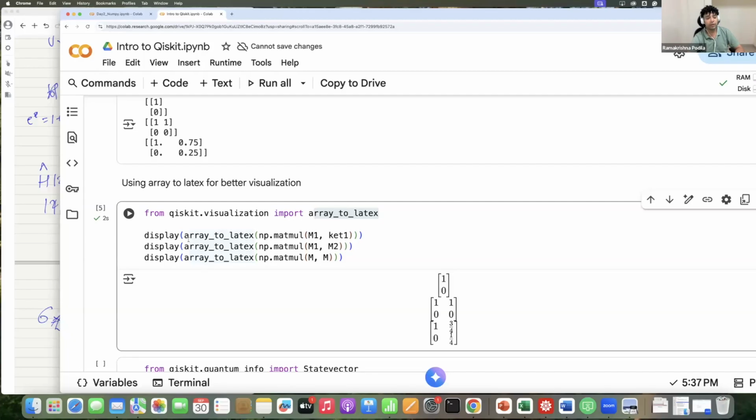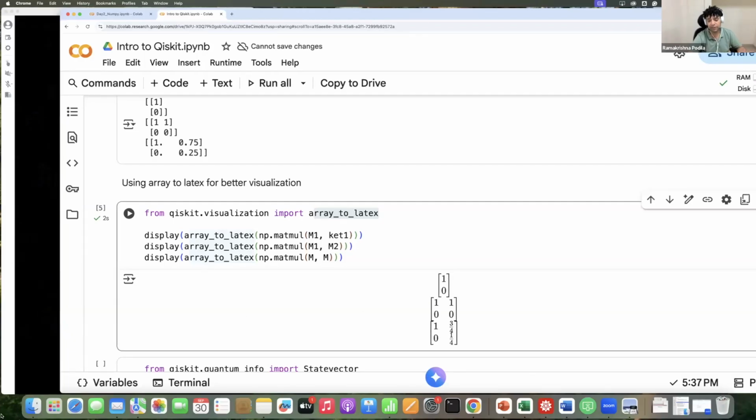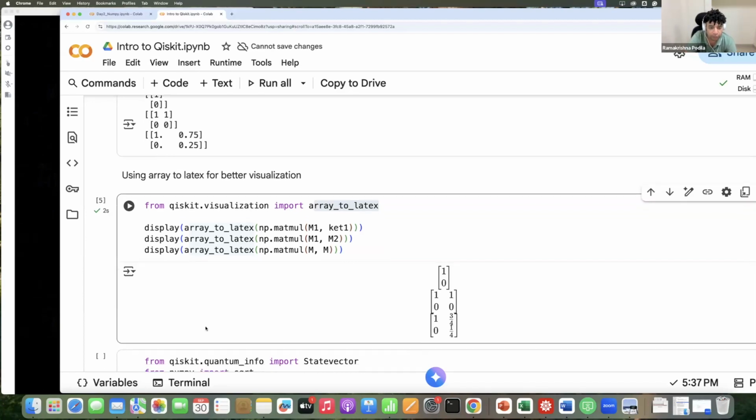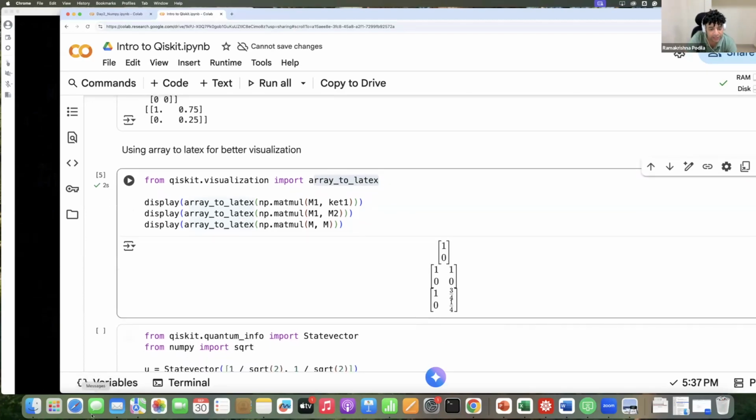So you can do array_to_latex. This is just for visualization. It just appears better, 1, 0, 1, 1. And you can also do fractions, right? Because now when you have fractions like 0.75 or 0.25, it would show that as 3/4 and 1/4, right? So this array_to_latex from Qiskit is a nice way to look at it.